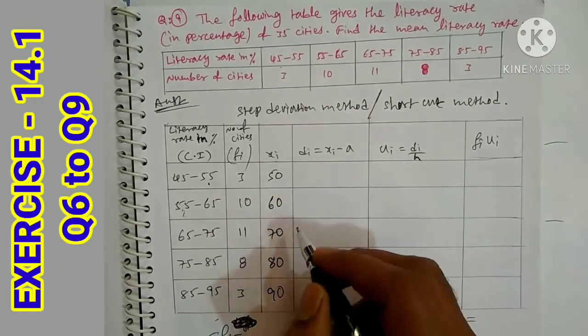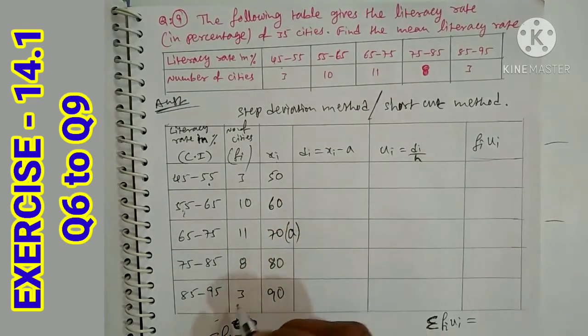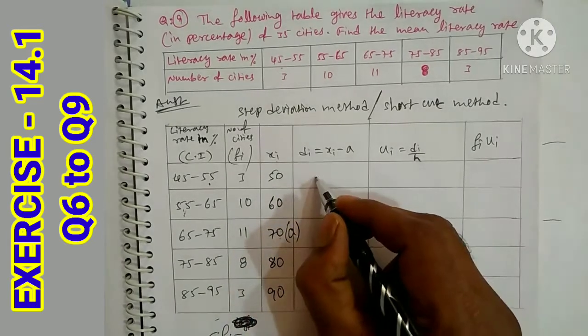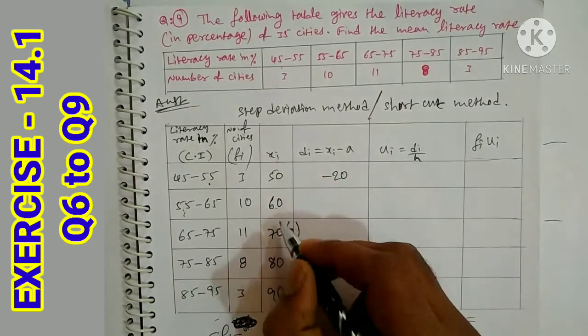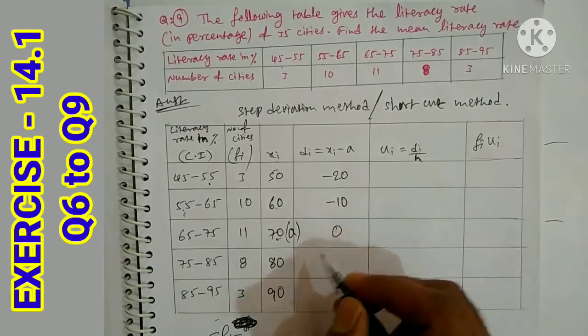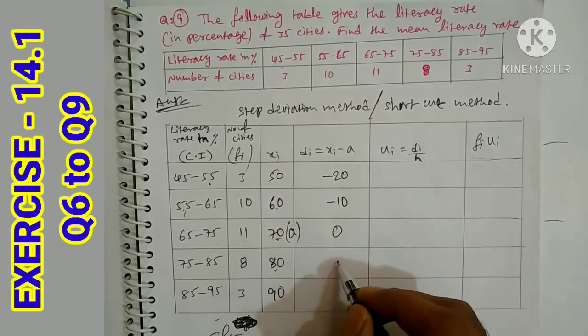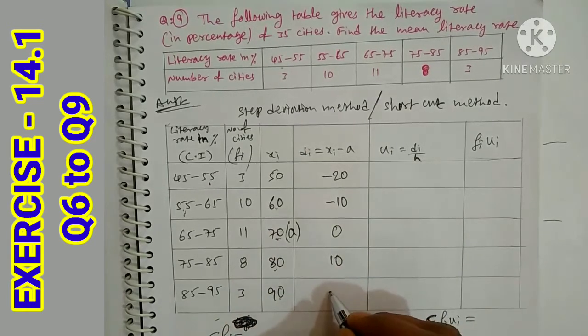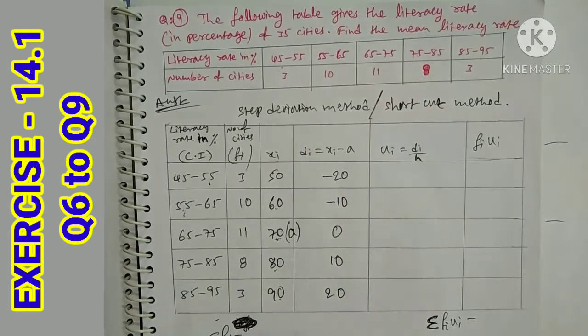Now you select the A value, the assumed value. A I am taking 70. 50 minus 70 is minus 20. 60 minus 70 is minus 10. 70 minus 70 is 0. 80 minus 70 is 10. 90 minus 70 is 20.